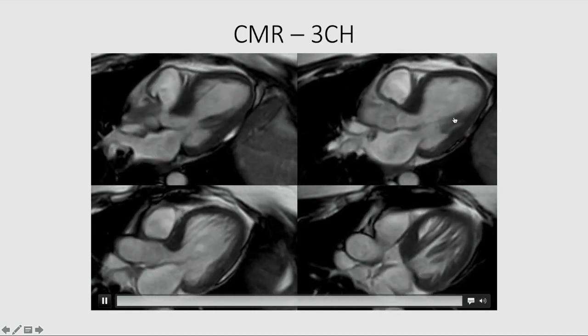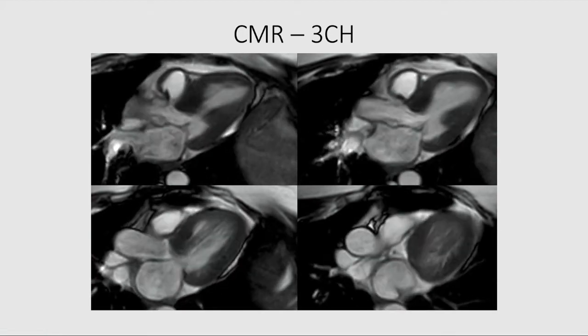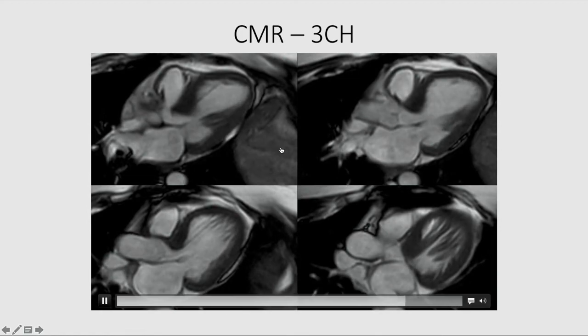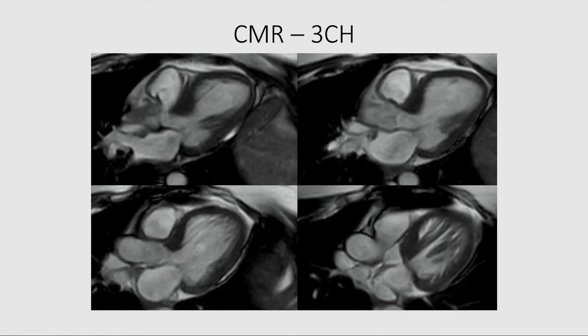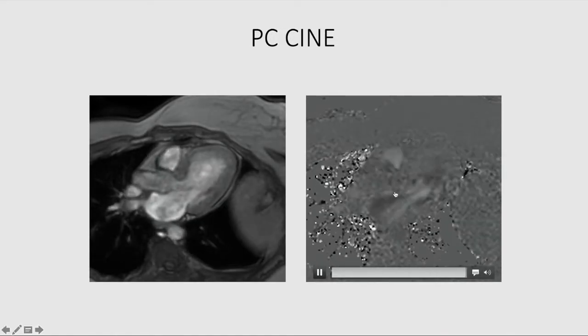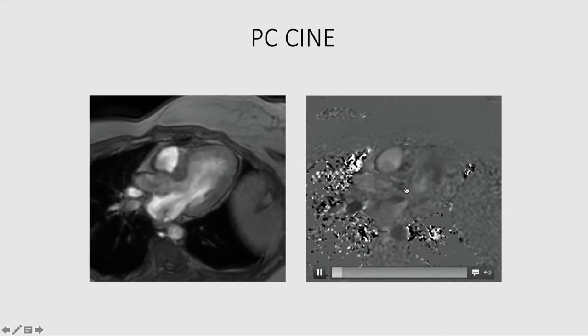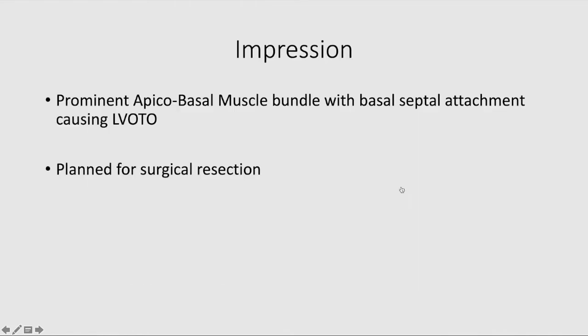Whenever this combination of findings is seen, we have to suspect these dynamic factors causing LVOT obstruction. In the same patient, on doing a phase contrast, you can see significant turbulent flow in the LVOT during systole. So this patient was having LVOT obstruction because of a prominent apical-basal muscle bundle.